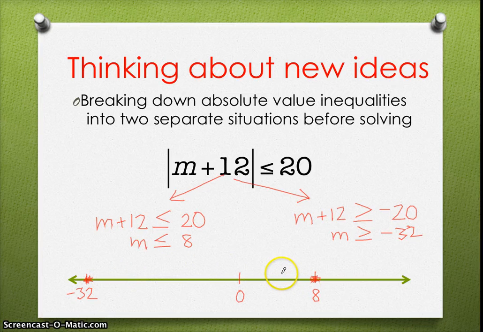And I noticed that in one statement, m is less than or equal to 8, so we need to move to the left. But then on the other equation, we need to be greater than negative 32. So it seems that in order to graph this inequality, we're connecting the two dots between these two boundaries.